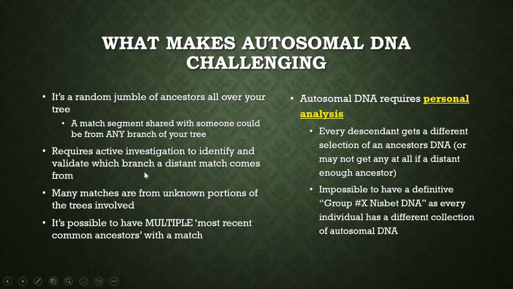They're not just automatic. So with Y-DNA, it comes from the direct paternal line, and so there's no question about where it came from. Whereas autosomal DNA, it's a puzzle that you have to find out.